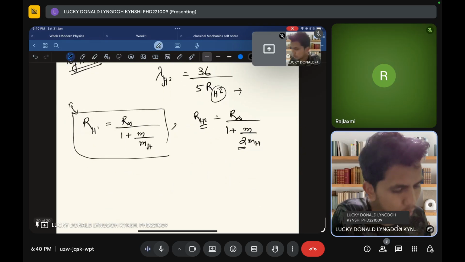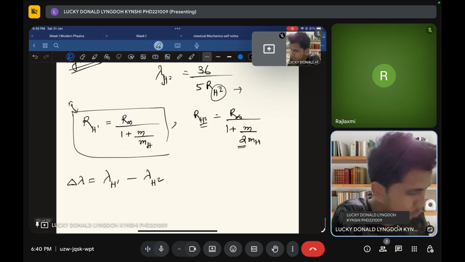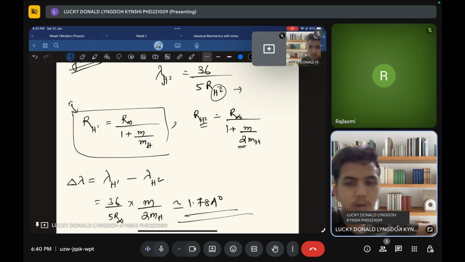Now the wavelength difference is lambda H1 minus lambda H2, which is equal to 36 divided by 5 R infinity into m divided by 2 times the mass of the hydrogen. So if you solve all these, you will get something like 1.78 Angstrom. So this is your wavelength difference.